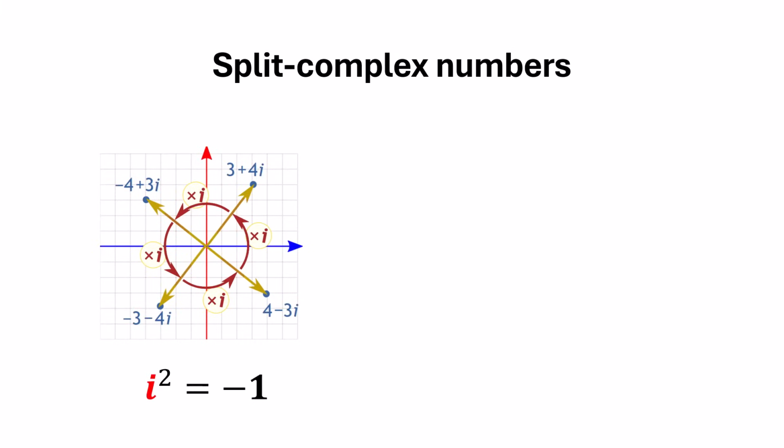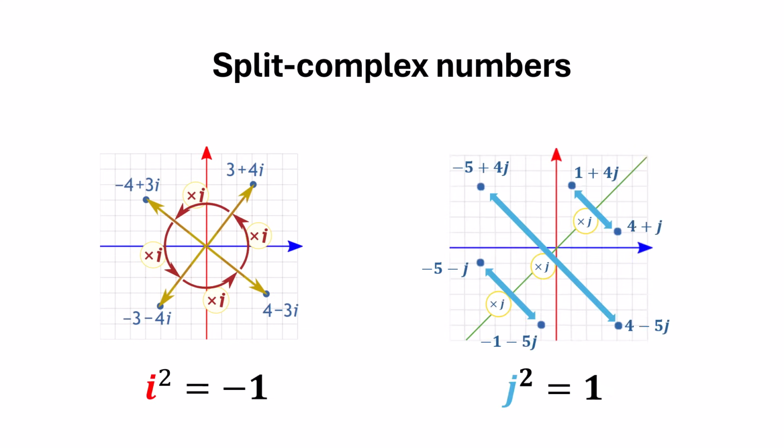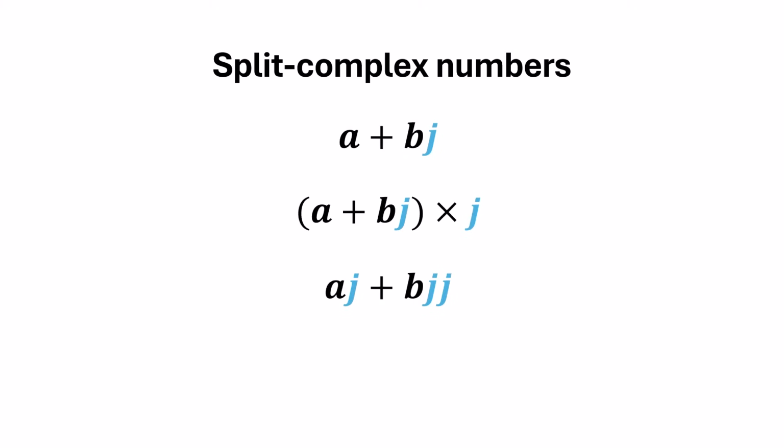Let's take a look at some interesting properties. If multiplying by i rotates a number 90 degrees around the origin on the complex plane, multiplication by j flips the horizontal and vertical axis. You can check that's true applying the rules of multiplication.